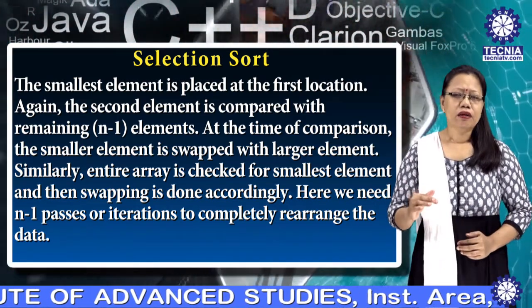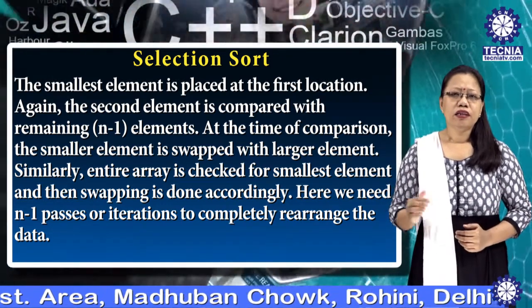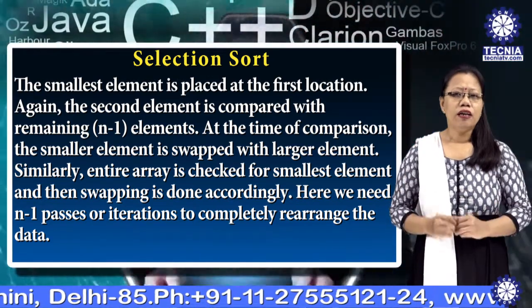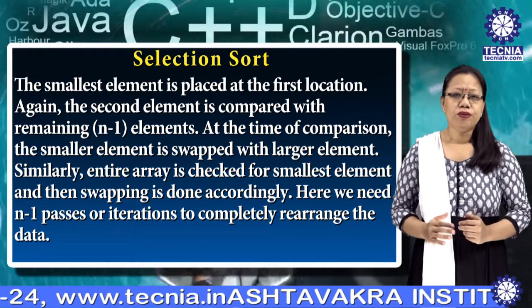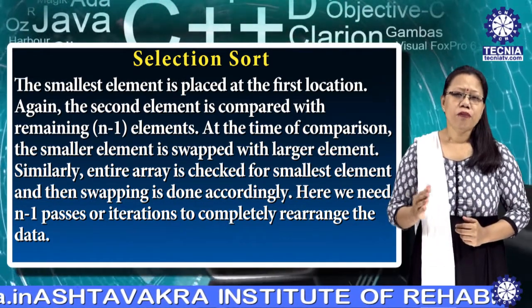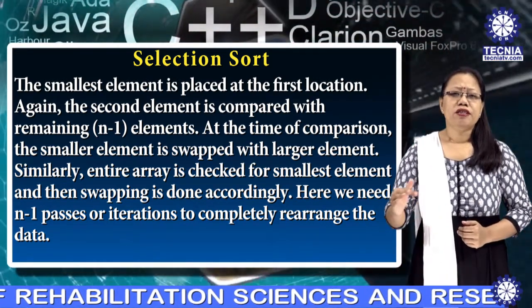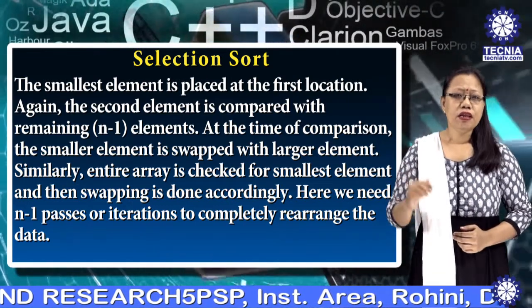Again, the second element is compared with the remaining n-1 elements. At the time of comparison, the smaller element is swapped with the larger element. Similarly, the entire array is checked for the smallest element and then swapping is done accordingly. Here we need n-1 passes or iterations to completely rearrange the data.